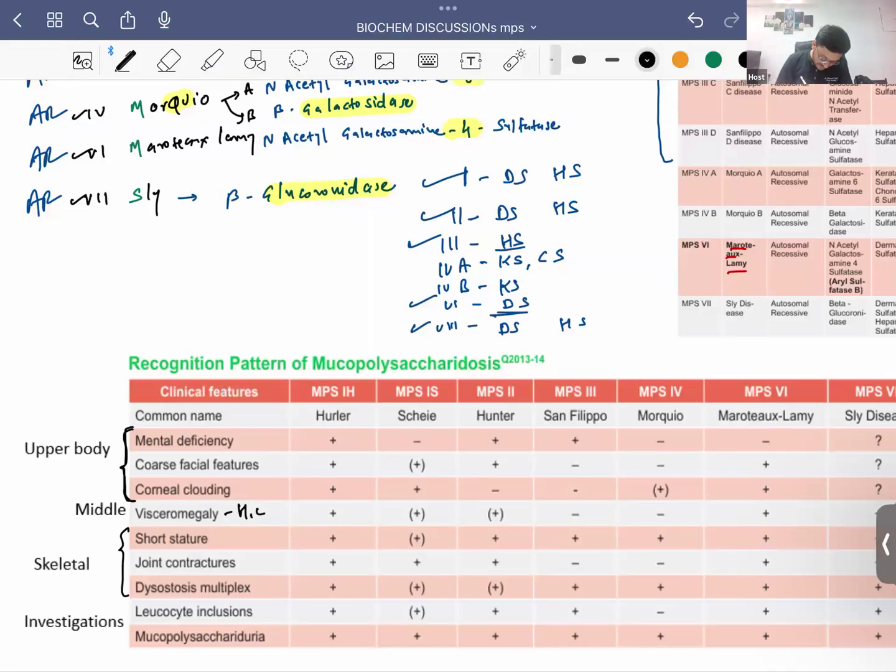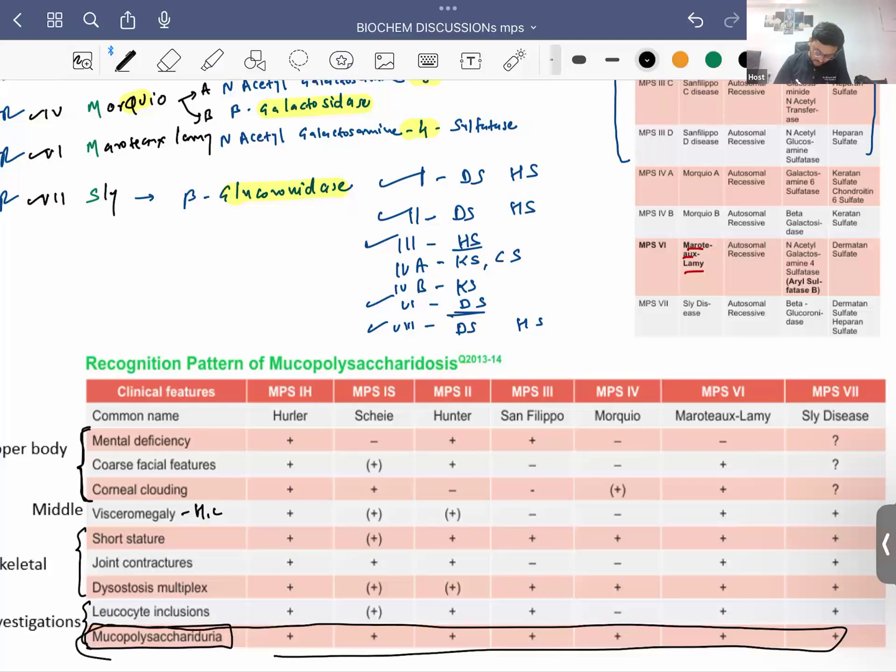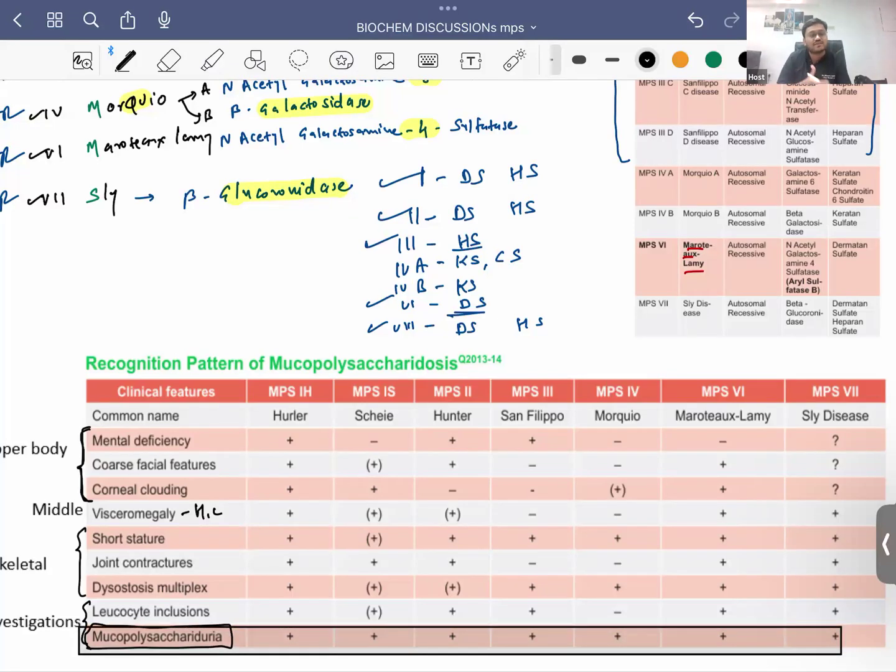And in investigations, leukocyte inclusions and mucopolysacchariduria. I already told you that in this condition, mucopolysaccharides are being excreted in the urine. The only feature consistent amongst all of them is mucopolysacchariduria, which is not that important because the condition itself is based on this finding. Leukocyte inclusion means, as we know, that glycosaminoglycans accumulate in our body and are present in different organs. If you see leukocytes under the microscope, even in leukocytes you will see the presence of these mucopolysaccharides, such as dermatan sulfate or keratan sulfate. When they are present in leukocytes, it is known as leukocyte inclusions.